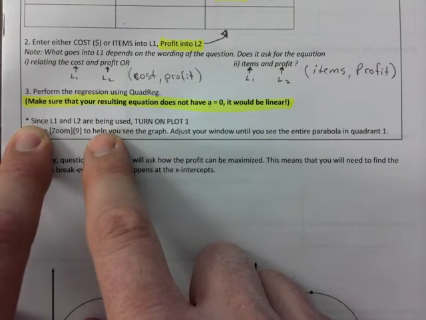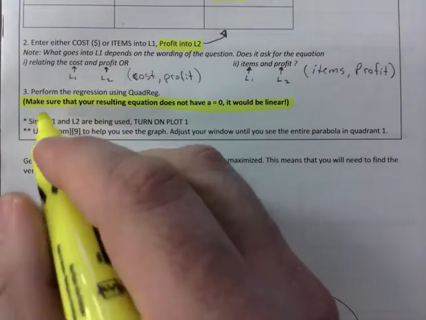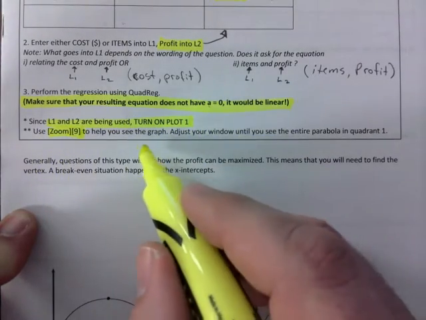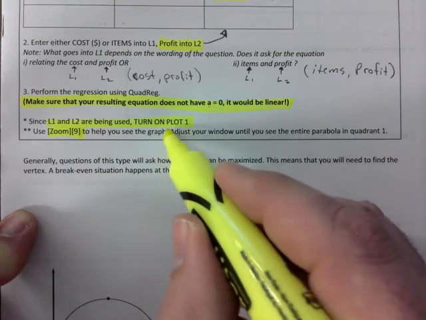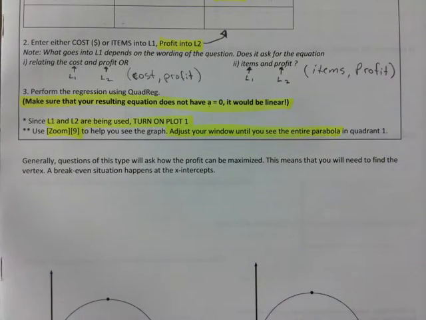A little note on this, since L1, L2 are being used, we turn on Plot 1, right? I would say use Zoom 9 to help you see the graph, right? But you've got to adjust your window until you see the entire parabola. You can use Zoom 9 all you want, but don't stick with it. You need to adjust your window accordingly, because Zoom 9 is just going to zoom into those points that you've just created. But if you're in the thousands, it's nice to get a starting point and then move away from it as needed, right?